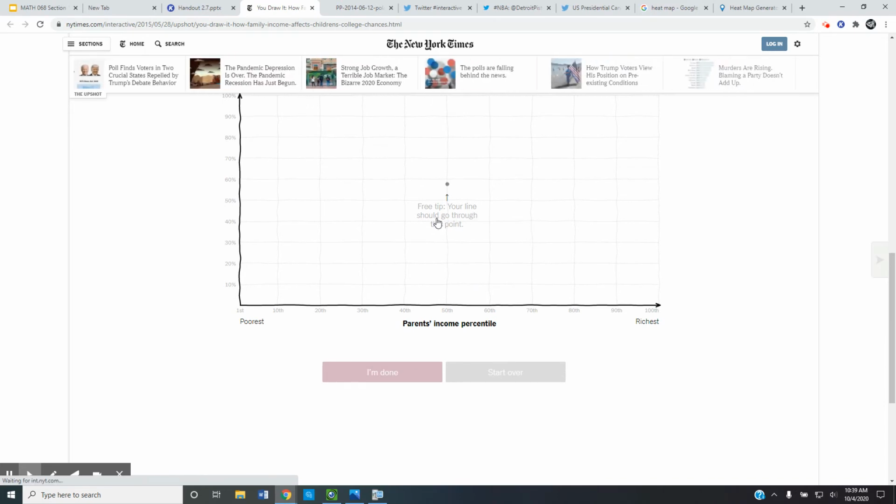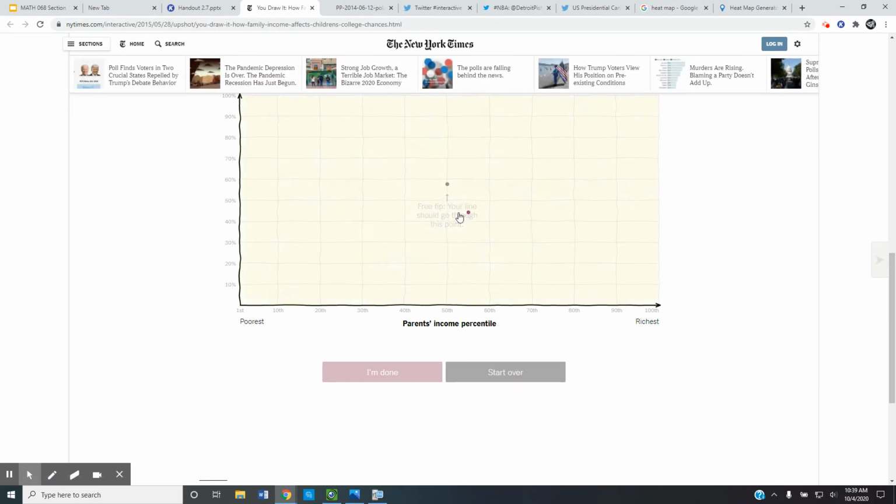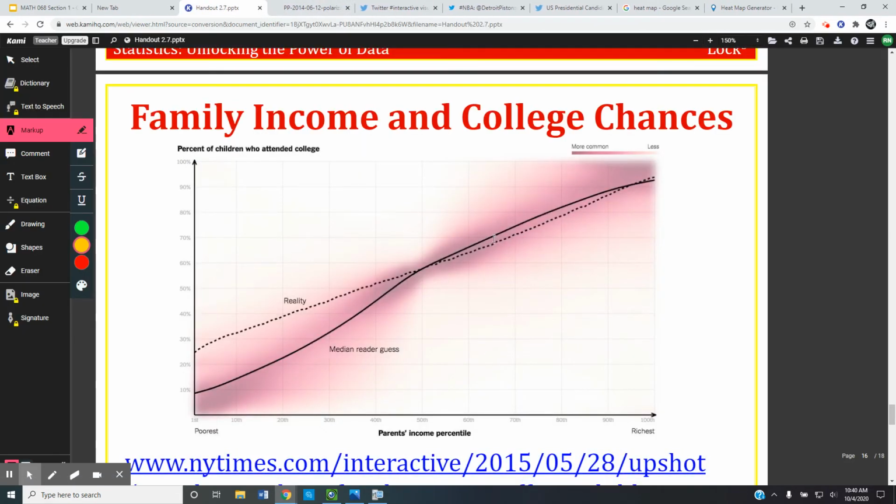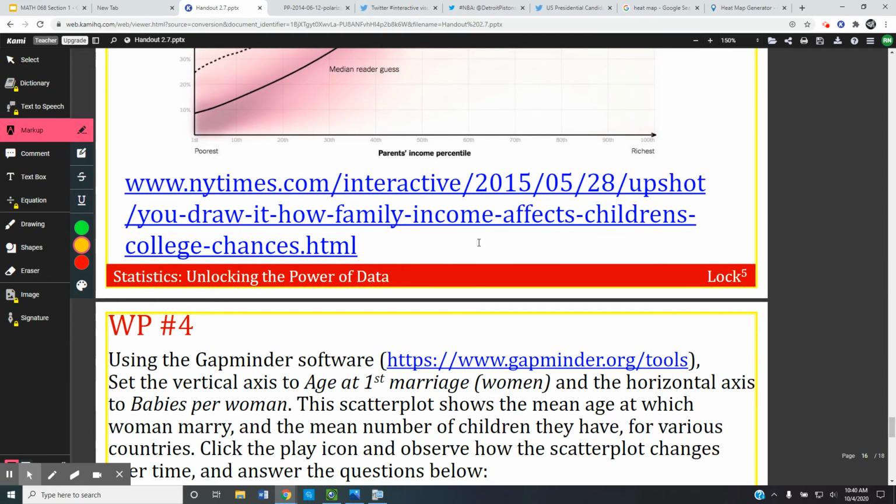And we get to draw some things actually in here. So free tip, your line goes through here. Oh, look at that. That's very interactive. That's pretty cool. And so we can actually make the map itself and we can look at it. So this is the percent of children who attend. I didn't want attending one. I actually wanted to see that one. So somebody made that one right there from some data.